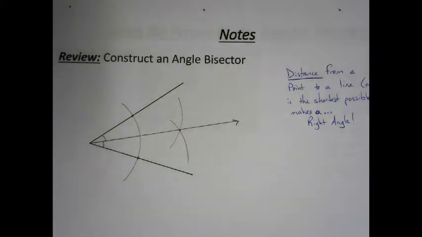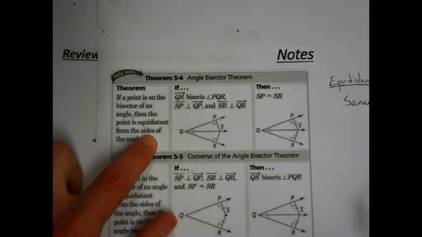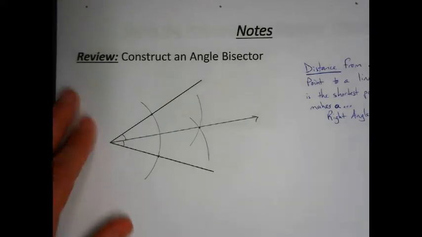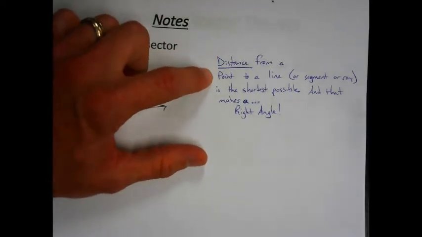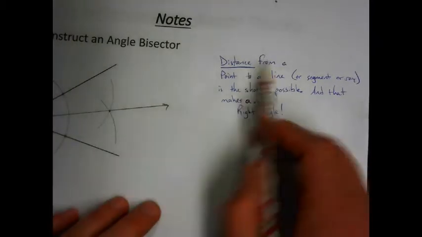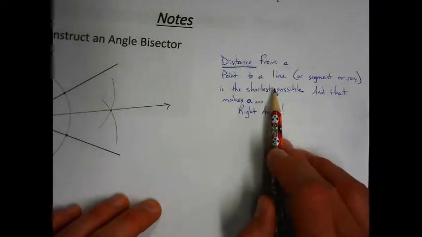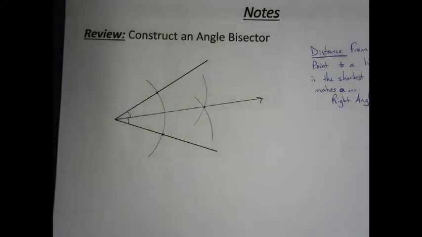Okay, so there's a thing here that we kind of overlooked. Point equidistant from side. How does that work? How can a point have a distance to a side, right? So we have to understand that fully. The distance from a point to a line or a segment or a ray, a side basically, is the shortest possible distance. And guess what that makes? A right angle.